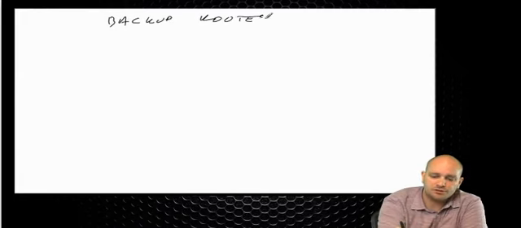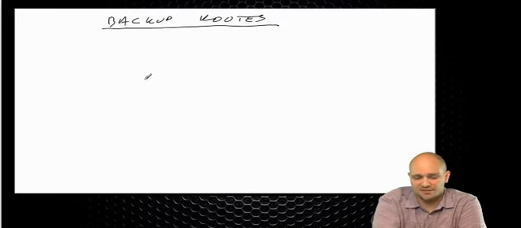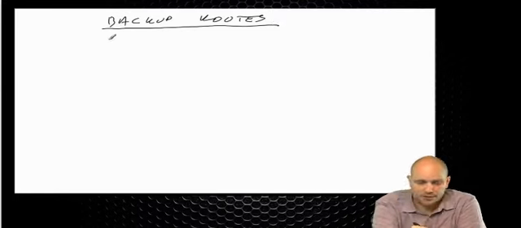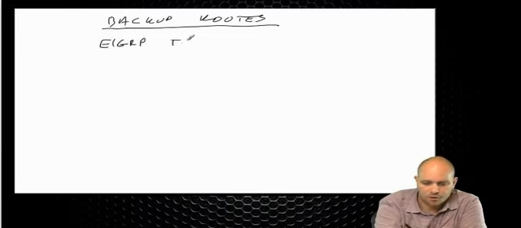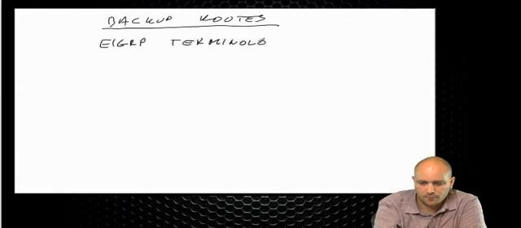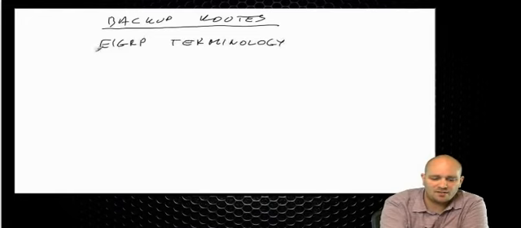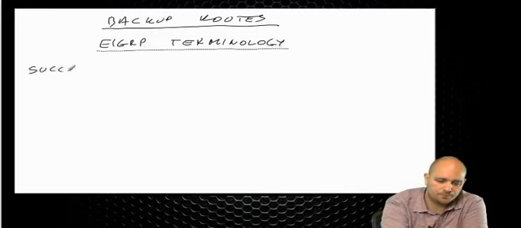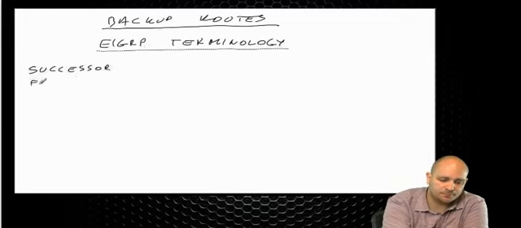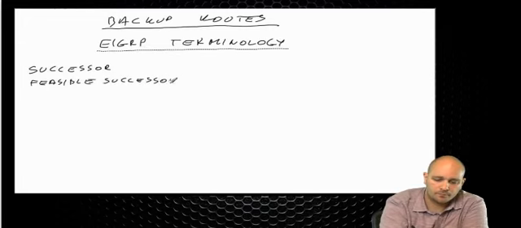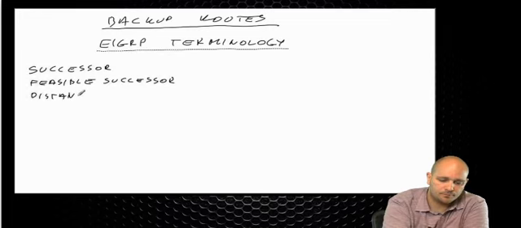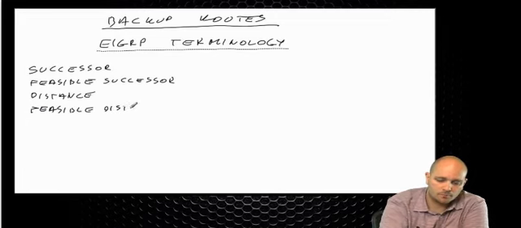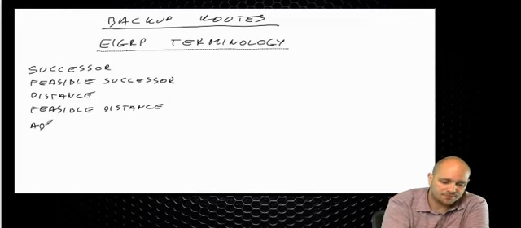To talk about backup routes, I actually have to talk about something else first, which is a terrible subject: EIGRP terminology. And I think that Cisco should have a certification that deals only with this. These are the things like successor, feasible successor, distance, feasible distance, advertised distance.